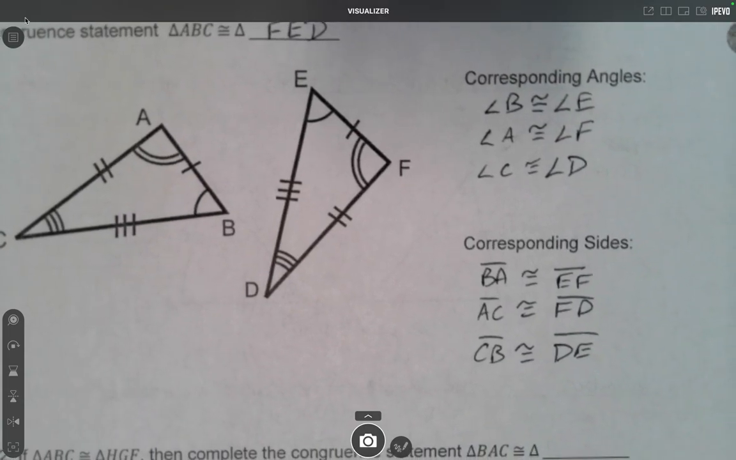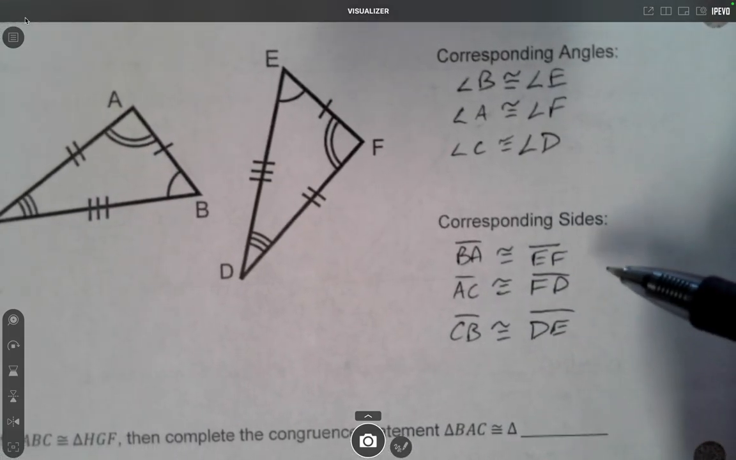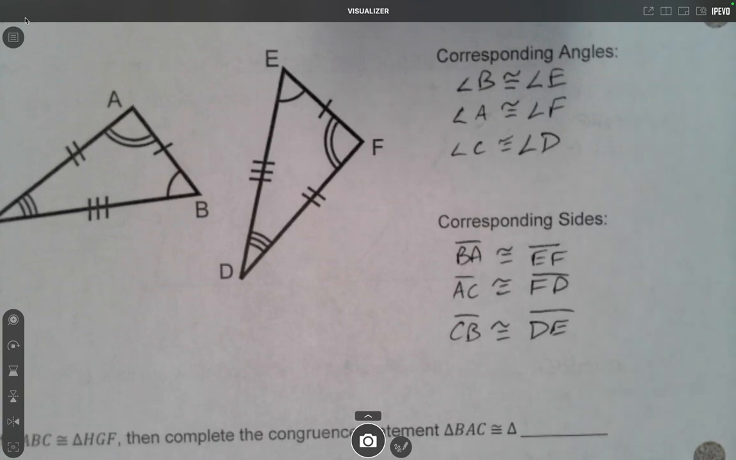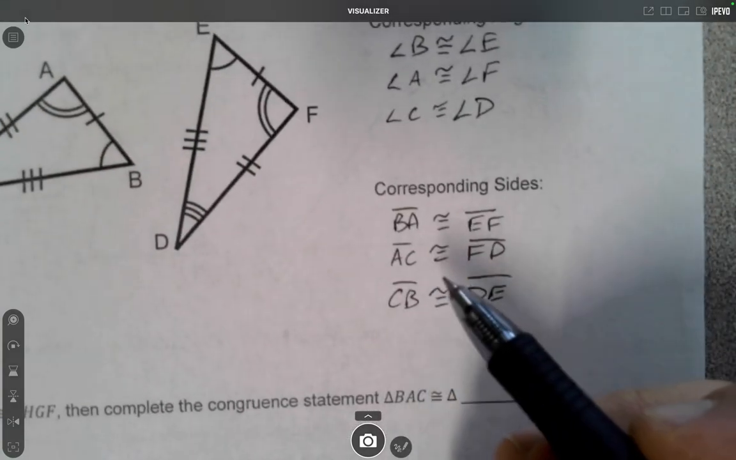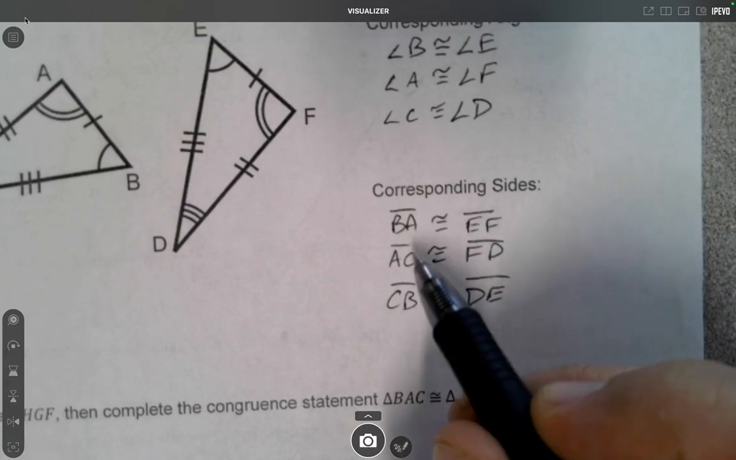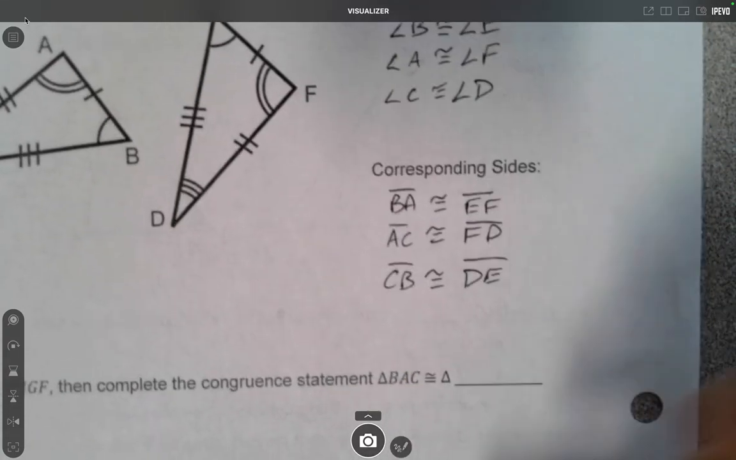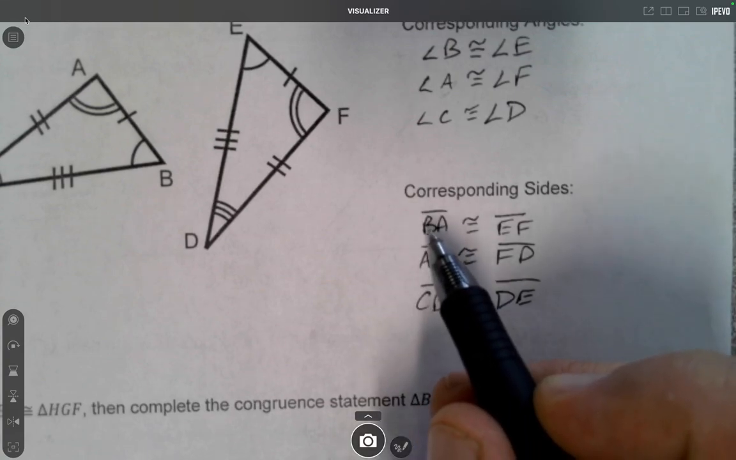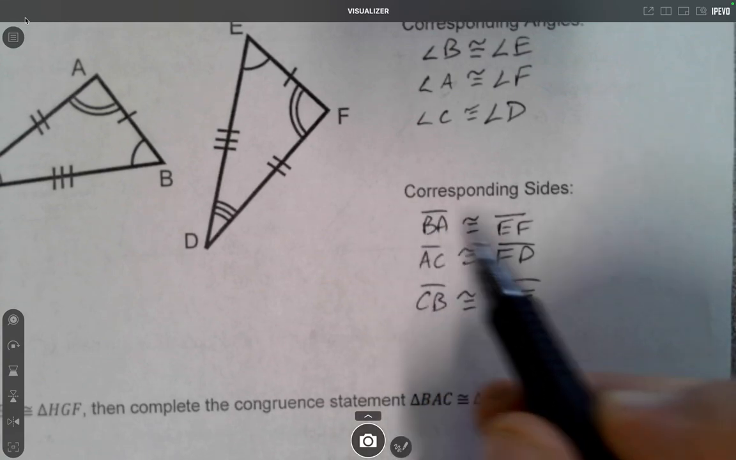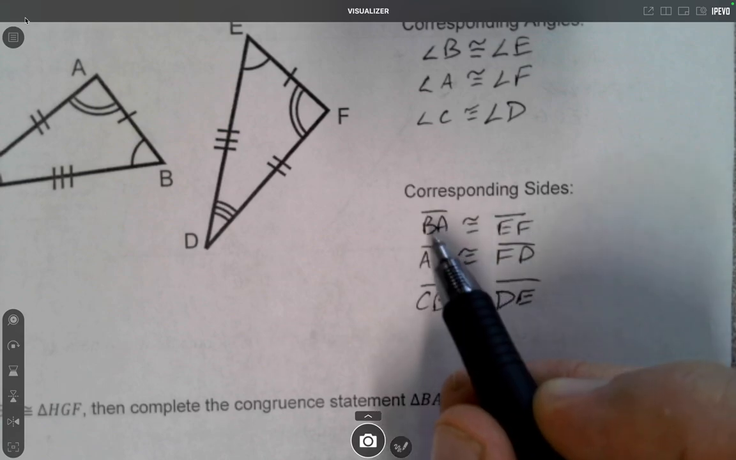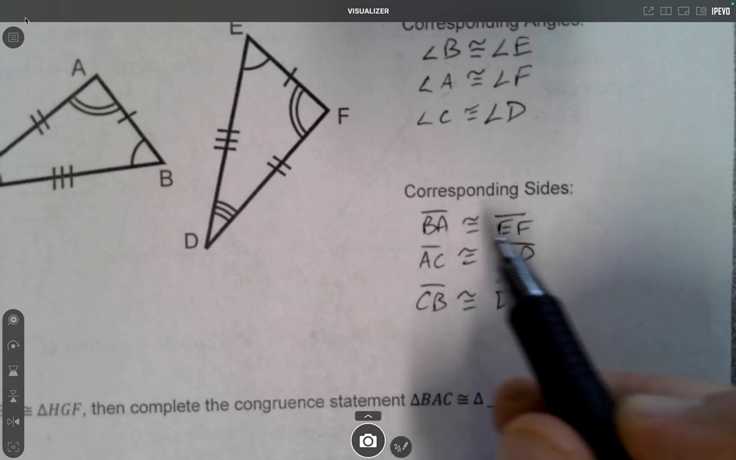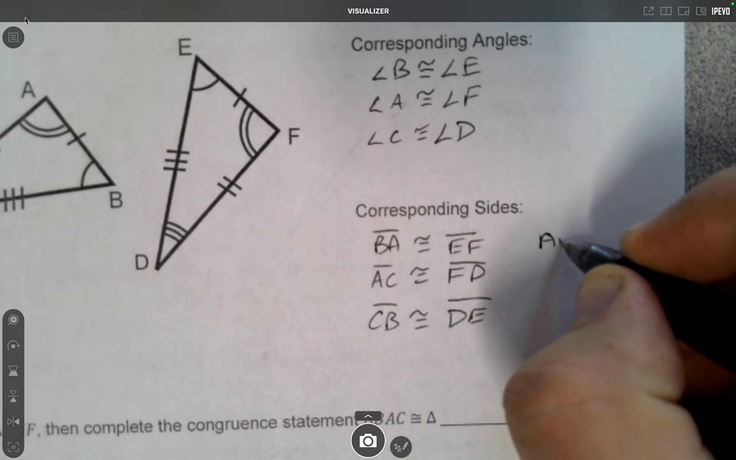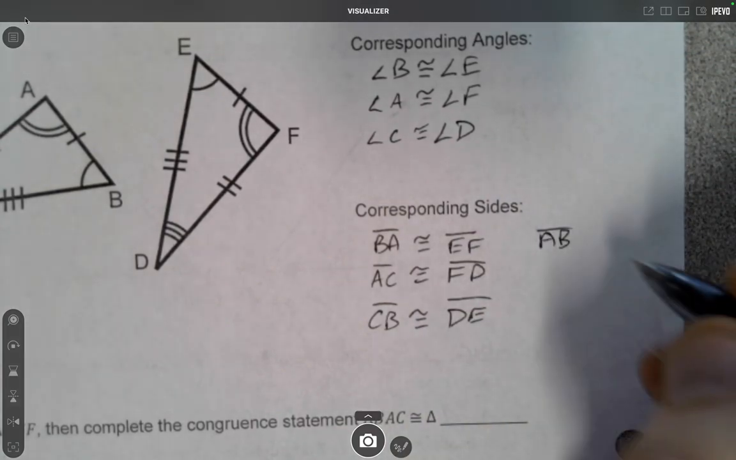You do have to be careful what order you put the letters in, but one thing I want to make sure I say, there is more than one way to correctly write this statement, or maybe there's just two. I chose to put B first, then A. Once I decided to write BA, in the second one I had to write E and F, because that put the B with the E and the A with the F. But if you had said, well, I'd rather be alphabetical and call that side AB, that's completely fine.